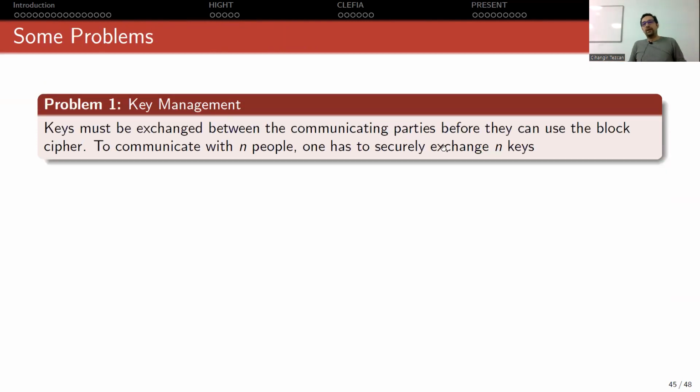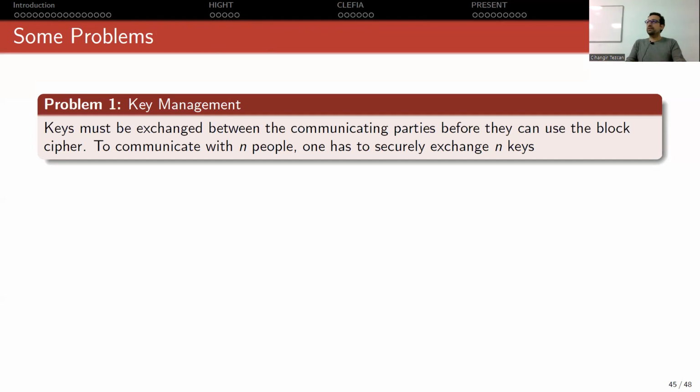Okay. So let's finish with some problems that can occur when we use block ciphers or symmetric key encryption algorithms. Problem one is key management. Keys must be exchanged between the communicating parties before they can use the block cipher. To communicate with M people, one has to securely exchange keys, right? So key management and key sharing is a problem.